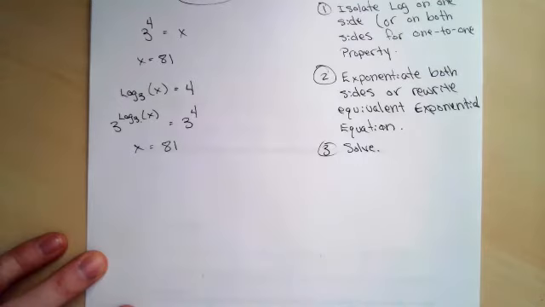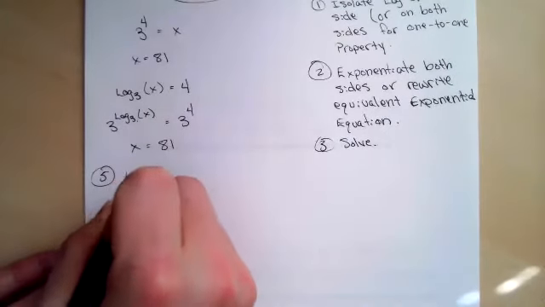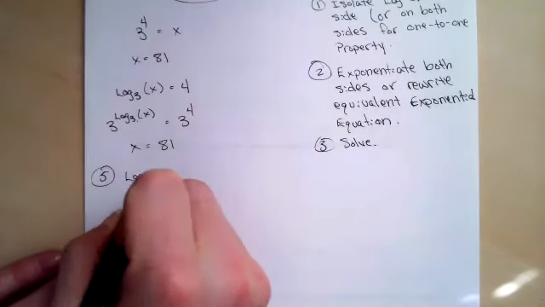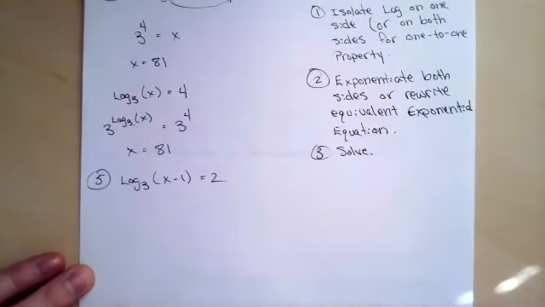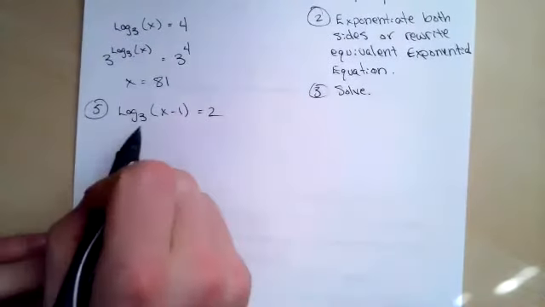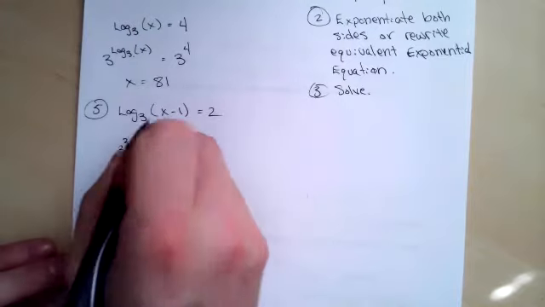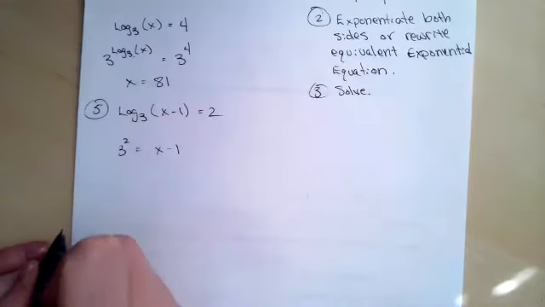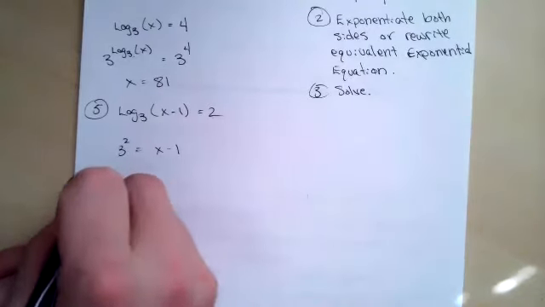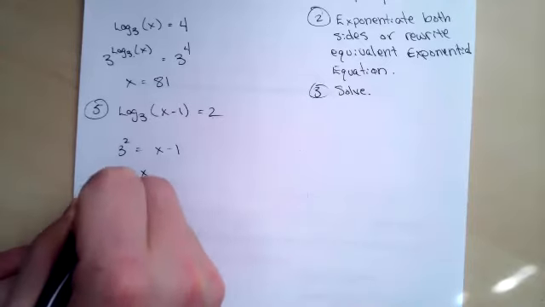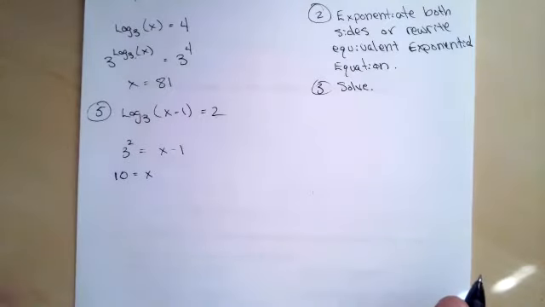Let's do another one. Log base 3 of x minus 1 equals 2. So our log's already isolated. I can exponentiate both sides or rewrite our statement. This means 3 squared equals x minus 1. And so we will get 9 in our last step of problem solving. Add the 1 over. So x equals 10. Nothing too tricky there.